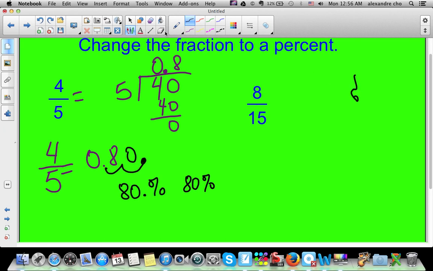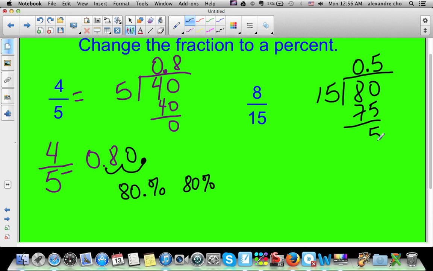Nope, that's not an 8. Here's the 8. No, it's not an 8 either. Try again. Okay, 8. I'm going to divide it by 15. 15 does not go into 8, so I can add a 0 on top. And 15 goes into 80 5 times, which is 75.